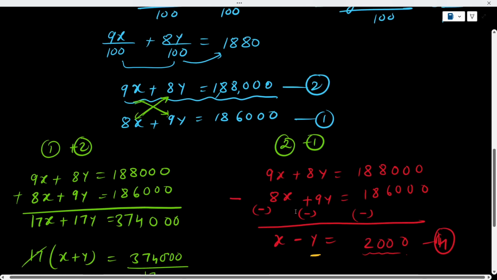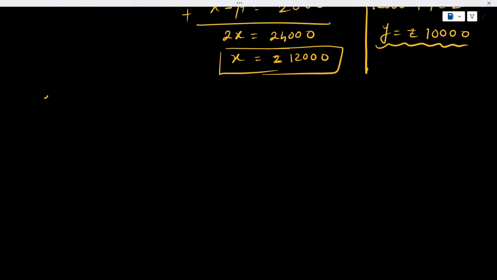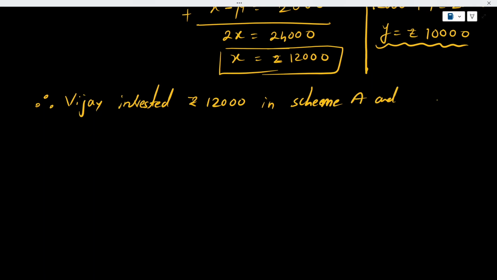Right, so our final answer will be: because A value, therefore Vijay invested rupees 12,000 in scheme A and rupees 10,000 in scheme B, right? Most of the time you get a quadratic equation question, but here it is a linear equation question, which is a 5 marker.